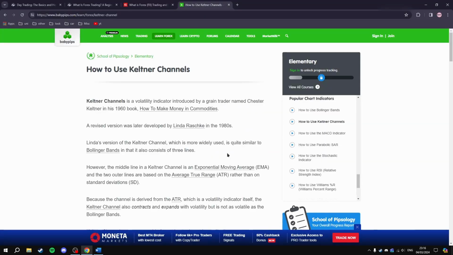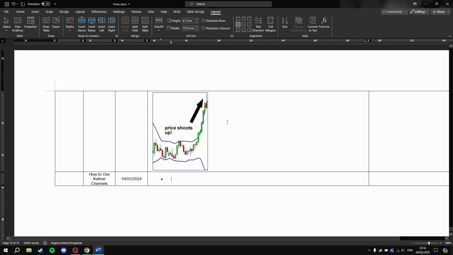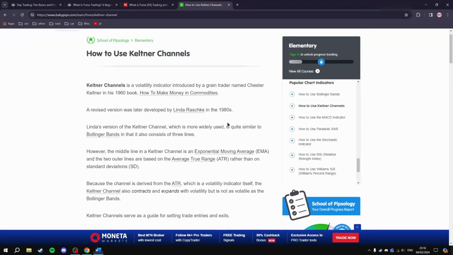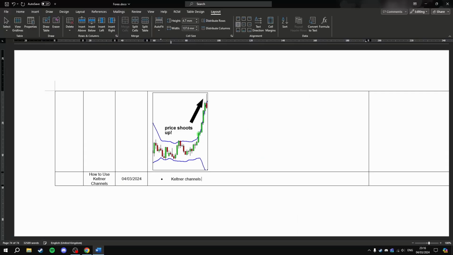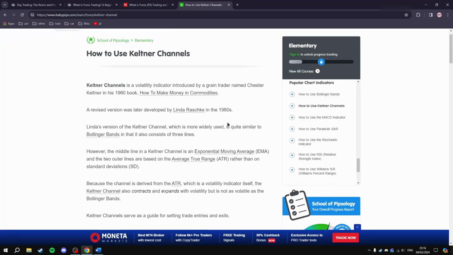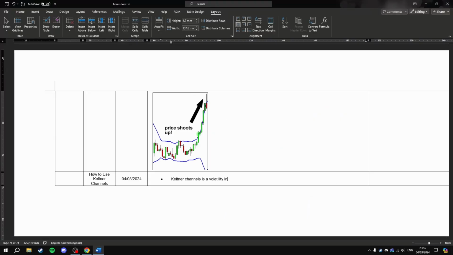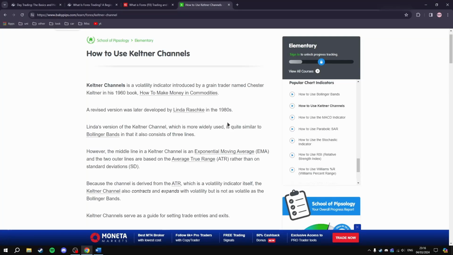Keltner channels is a volatility indicator introduced by a grain trader named Chester Keltner in his 1960 book, How to Make Money in Commodities. A revised version was later developed by Linda Raschke in the 1980s. I'm not going to try to pronounce it, because I'll get it wrong anyway.